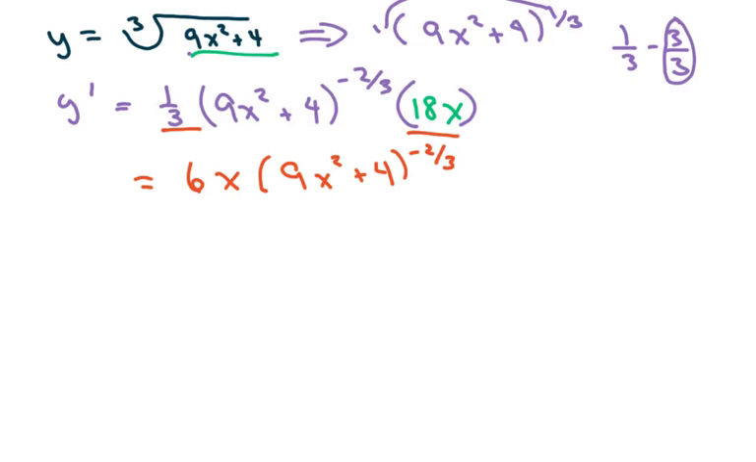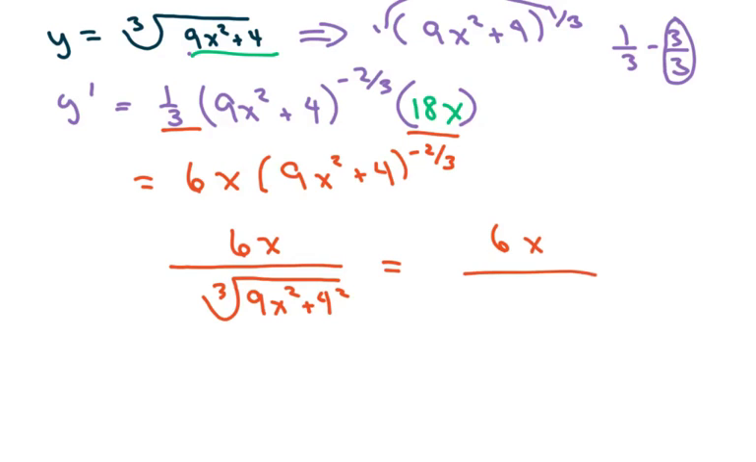So this is going to be 6x, and the denominator is going to be the cube root of 9x squared plus 4, squared. Or you could just leave it like this: this whole thing to the 2/3.